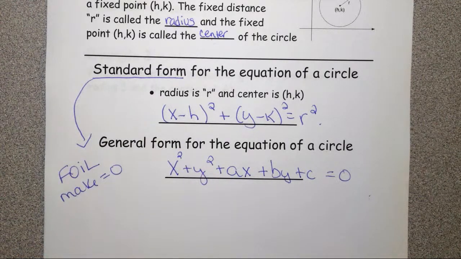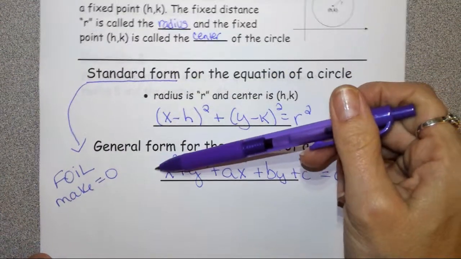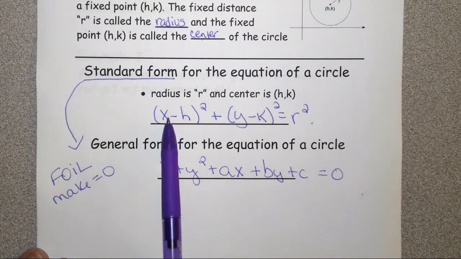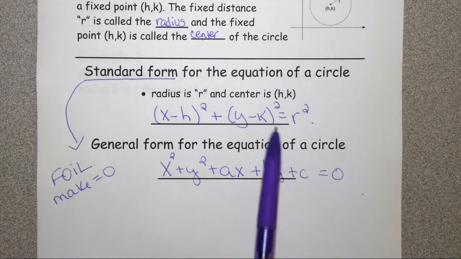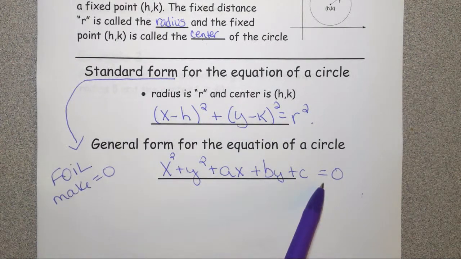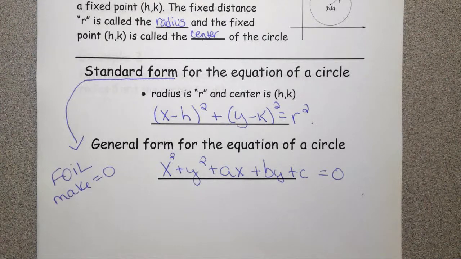I'm going to say that one more time. If you're going to go from standard form to general form, you're going to FOIL out this parenthesis, you're going to FOIL out this parenthesis, you're going to combine like terms, and then you have to make it equal what number? 0.